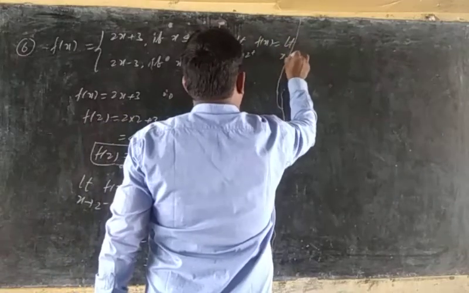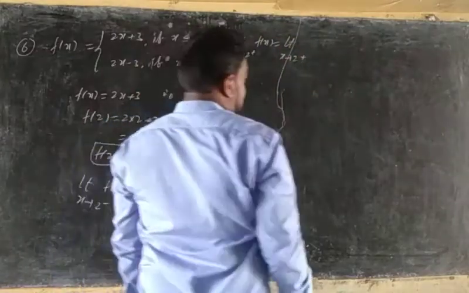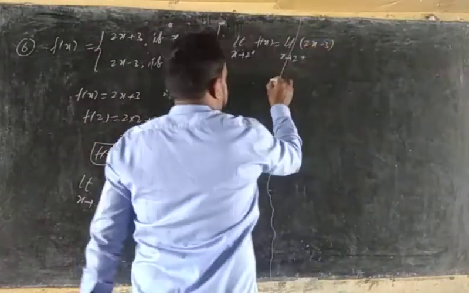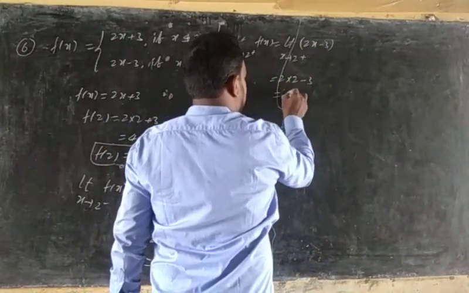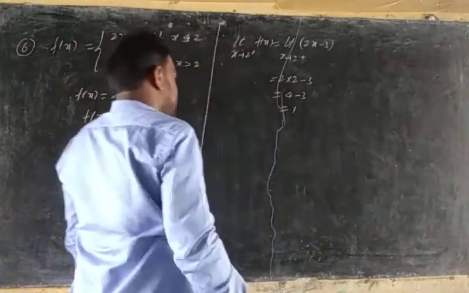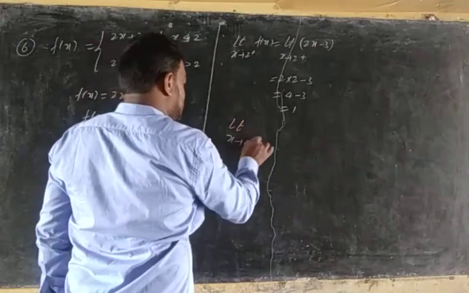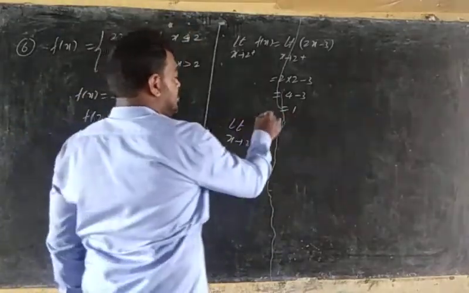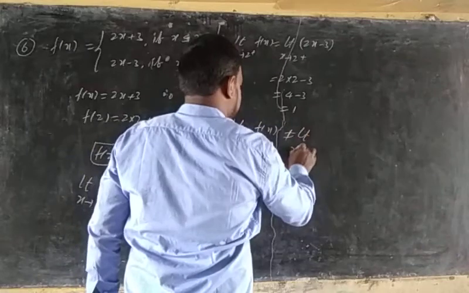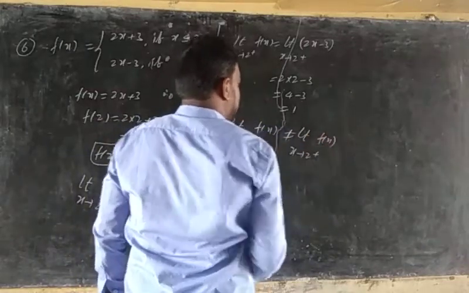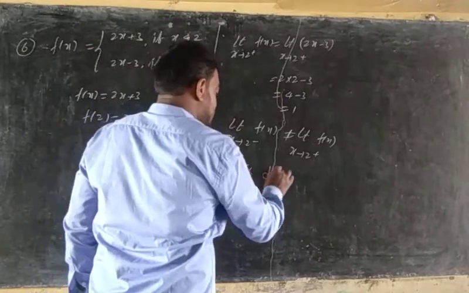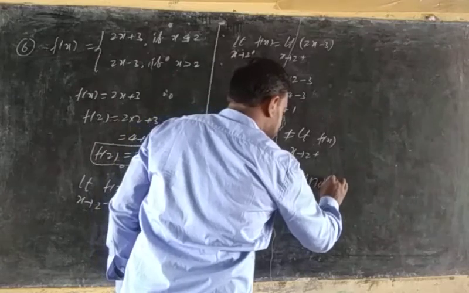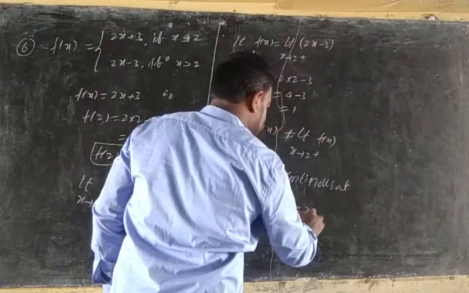2 plus means x is greater than 2. When x is greater than 2, f of x is 2x minus 3. That is 2 into 2 minus 3, 4 minus 3, that is equal to 1. Therefore, limit x tends to 2 minus of f of x is 7, and this is 1. 7 is not equal to 1. So the left hand limit is not equal to limit x tends to 2 plus of f of x. Therefore, f is discontinuous at x equals 2.